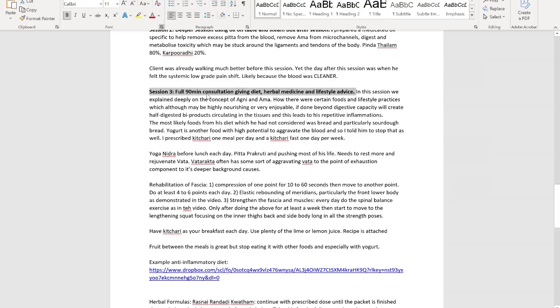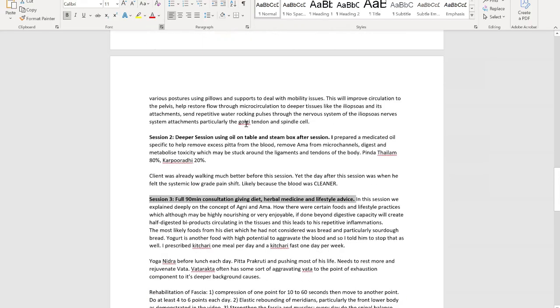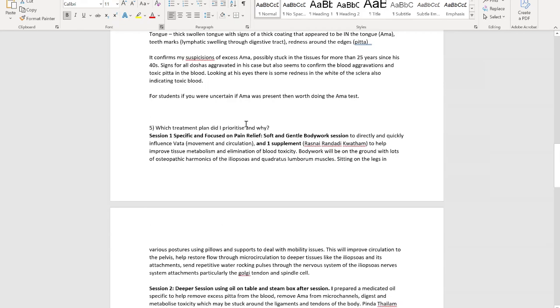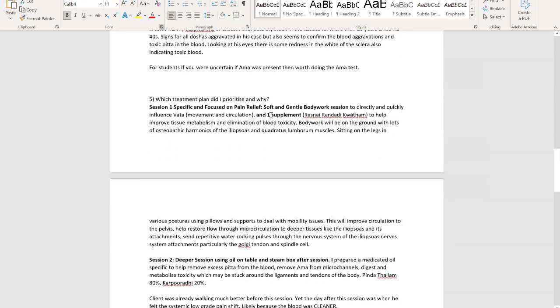I didn't want to overload the mind with a whole consult of do this, do that, eat this, while there's already that pain and vata present in the body. I saved the consultation, where I really explain lifestyle treatment, a lot of that, to here. In the first session I just gave tiny little exercises and one supplement.